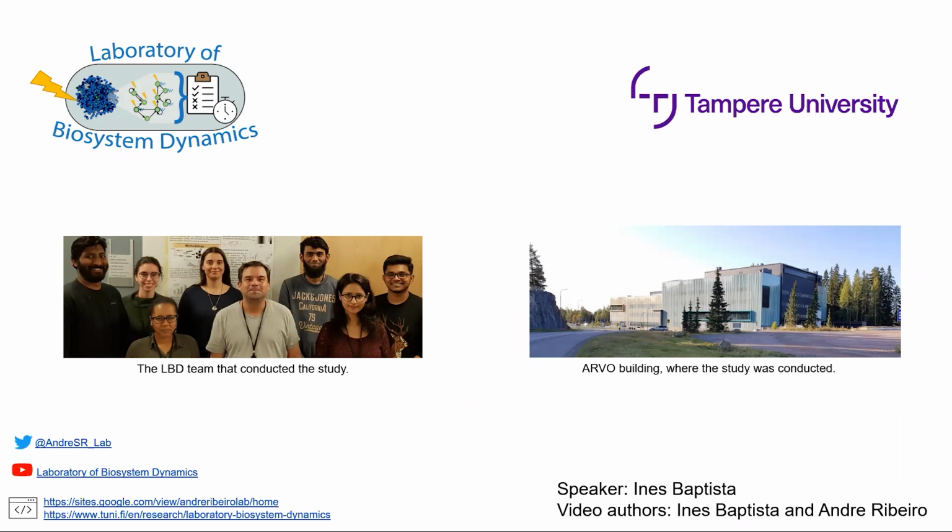This laboratory is in the ARFO building and is part of the Faculty of Medicine and Health Technology at Tampere University. Our group focuses on in vivo dynamics and regulatory mechanisms of bacterial gene networks by combining experimental techniques such as RNA-seq, flow cytometry, and time-lapse microscopy with dynamic models.